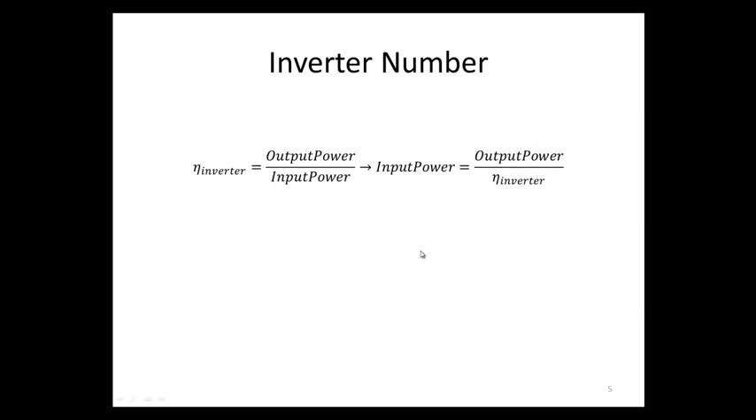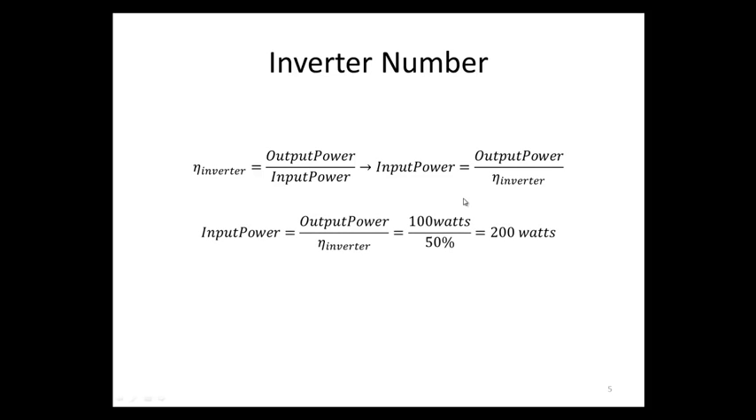So if we remember, the general efficiency equation is that the efficiency equals the output power over the input power. And since we know from the previous slides the output power of the inverter and the efficiency of the inverter, we solve for the unknown, which is input power. So input power equals output power divided by the efficiency of the inverter.